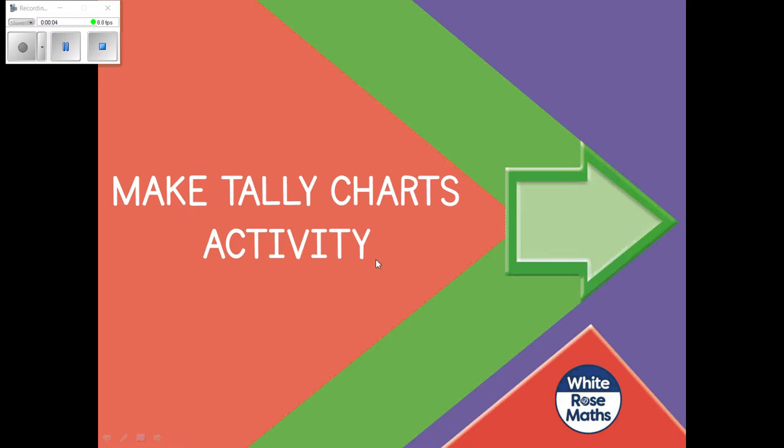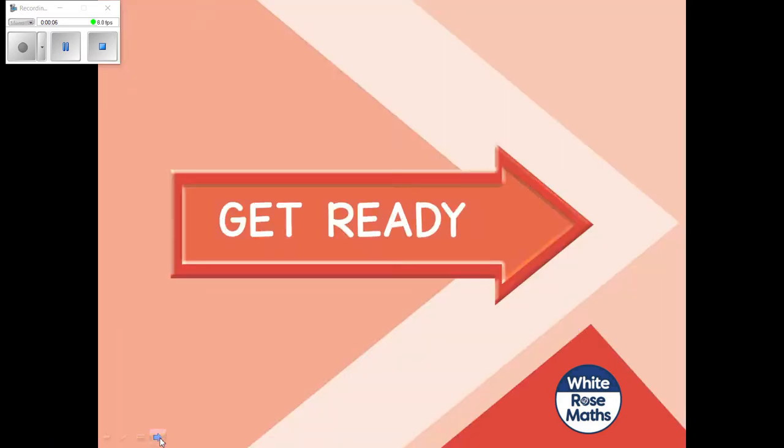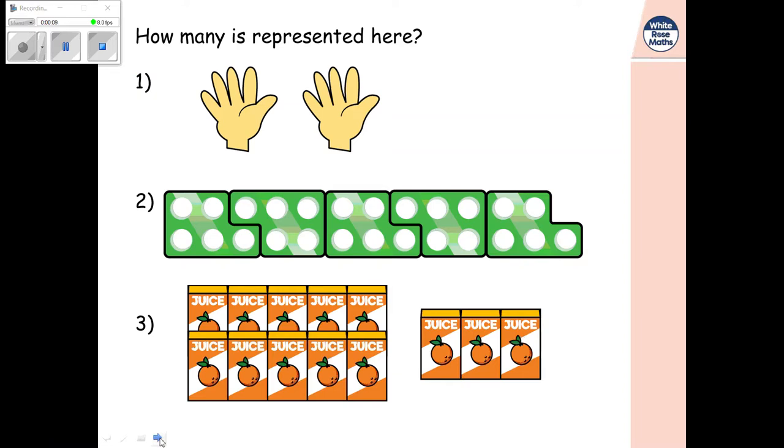So, make tally charts activity. Let's get ready and warmed up. How many is represented here? So have a look at number one. What are we going to be counting in to make it a little bit easier today? Pause here if you need to have a think.